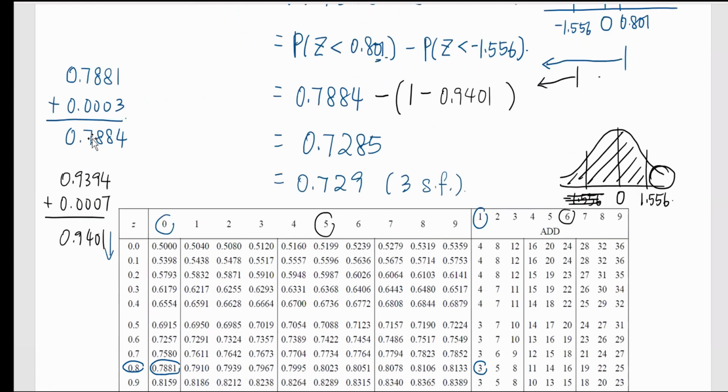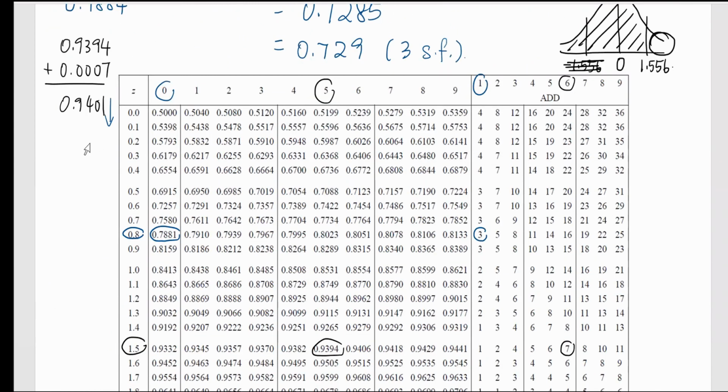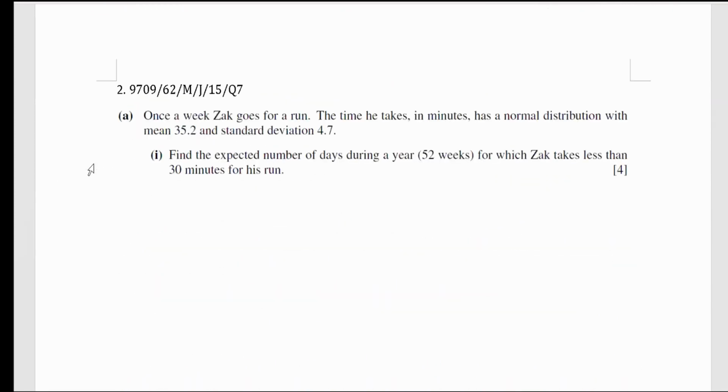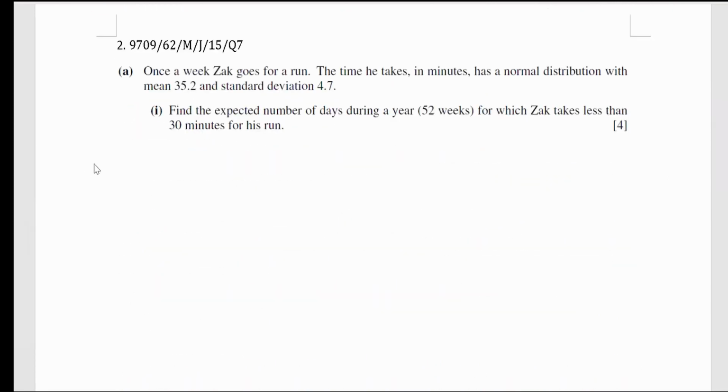Okay, let's see another example. So this is a question from May/June 15, paper 6-2, question 7. Once a week, Jack goes for a run. The time he takes in minutes has a normal distribution with mean and standard deviation both given. So like I said, in the exam questions, it must tell you that this is a normal distribution.